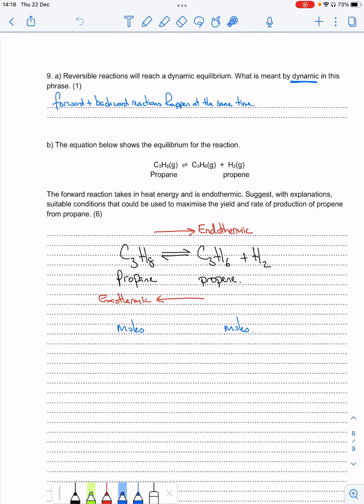Okay, so this question wants us to break down the meaning of the word dynamic. So in the context of a dynamic equilibrium, the dynamic part, remember dynamic means moving. So what's moving in here is the forward and backward reactions, and they happen at the same time. Absolutely crucial we get this point across.